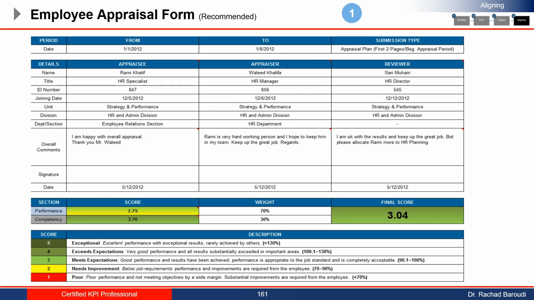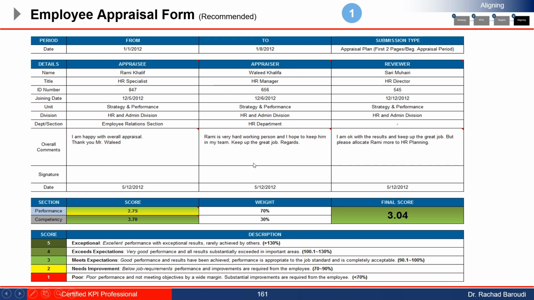Now let's have a look at a typical employee appraisal form. It is recommended to use such a form where we can always say what period we are appraising for: every 6 months, every 3 months, sometimes at the end of the year. The details of the appraisee: the name, the title, the number, unit, division, sections, and also overall comment from the appraisee himself. Signature and a date.